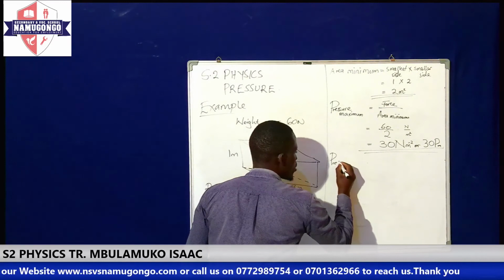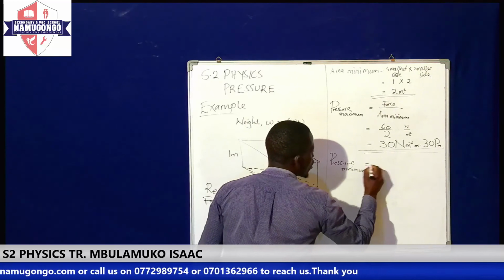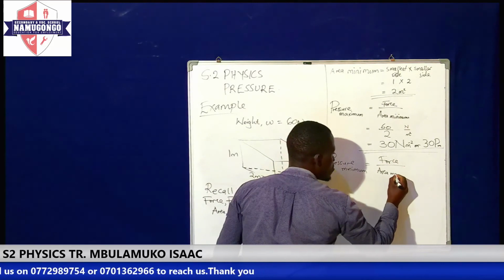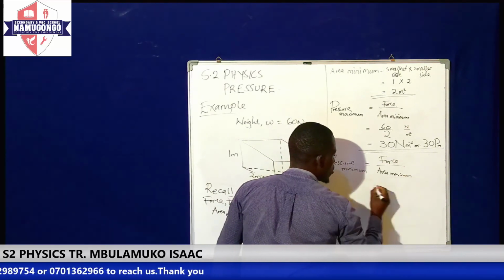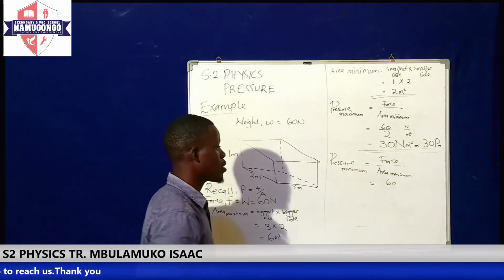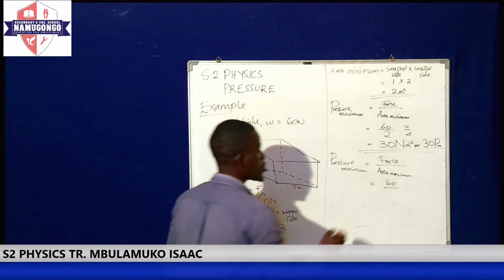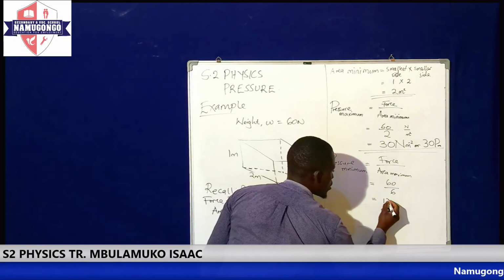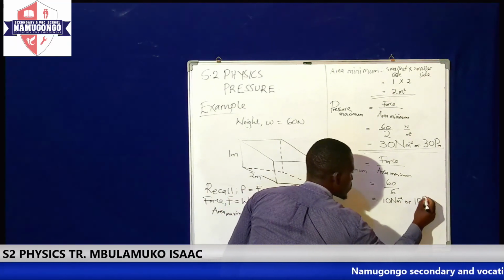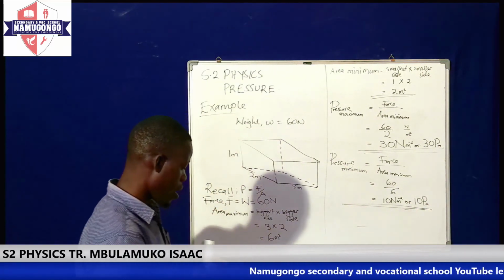Similarly, if you want to get the pressure minimum, we shall have the force divided by the area maximum. So this is the same as, remember our force is 60 divided by our area maximum, which is 6. And therefore we get 10 newtons per meter squared or 10 pascals. And that is our pressure minimum.